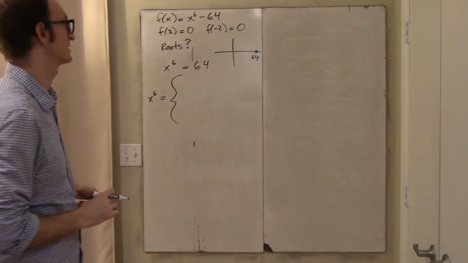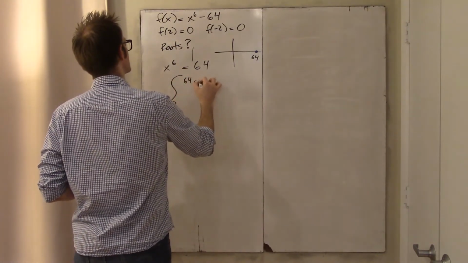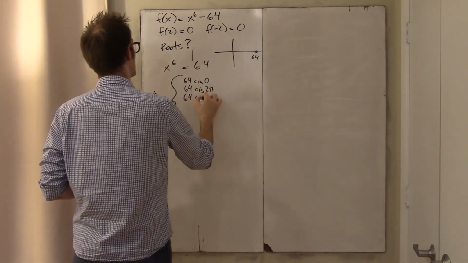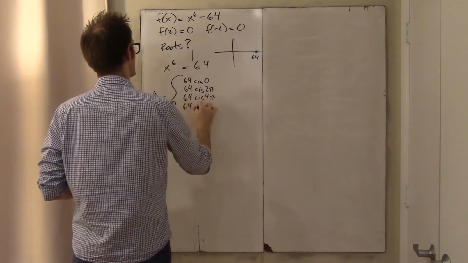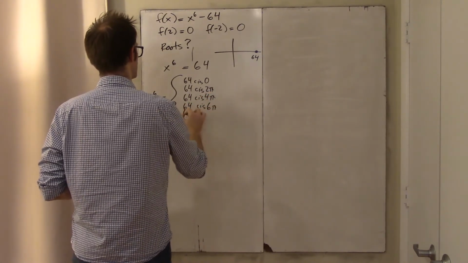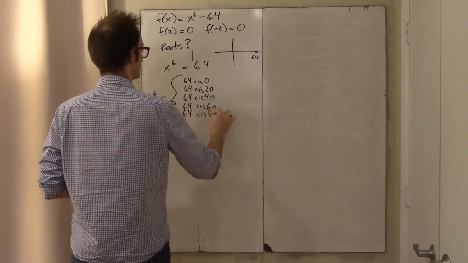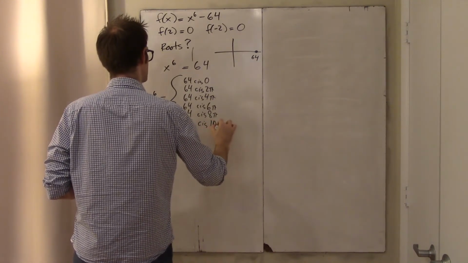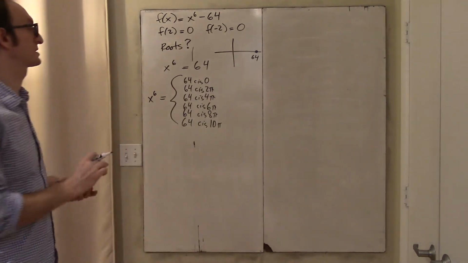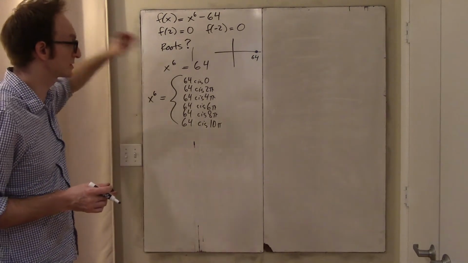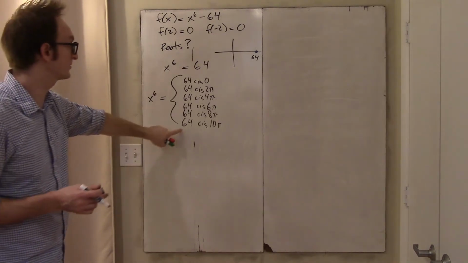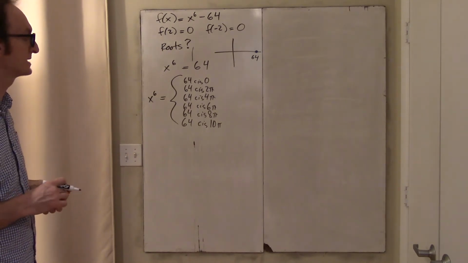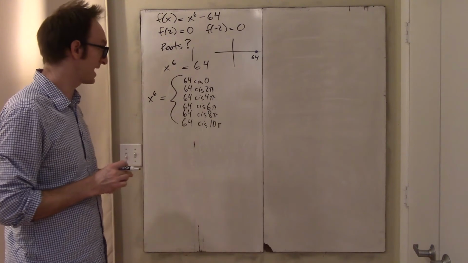And what I'm actually going to do is write x to the 6th in 6 different ways. It's 64 cis 0, but it's also 64 cis 2 pi, and 64 cis 4 pi, and 64 cis 6 pi, and 64 cis 8 pi, and 64 cis 10 pi. Why did I do this 6 times? Because I know that this equation has exactly 6 roots, and these are all just different weird ways of saying 64, because the cosine of all of these angles is 1, and the sine of all of them is 0.